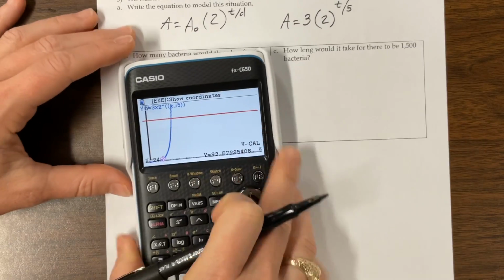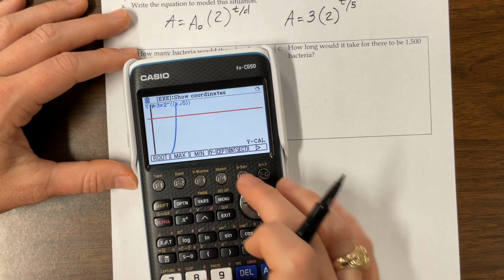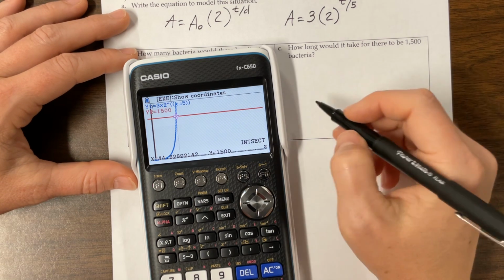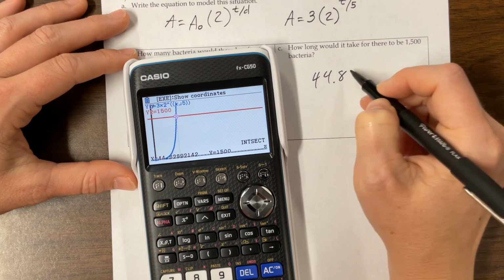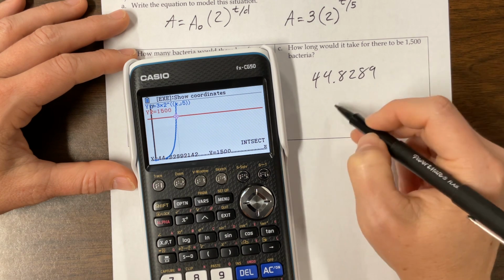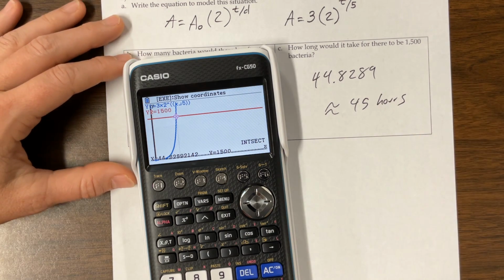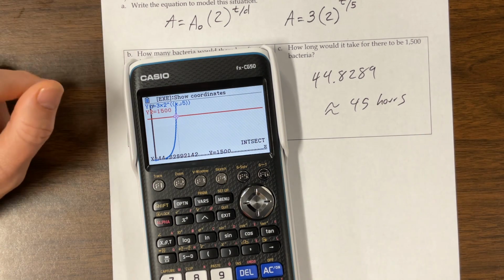Okay, how long would it take for there to be 1500? So G solve intersect. So I think I see 44.8289. So about 45 hours. So not too long. Bacteria is going to take over.